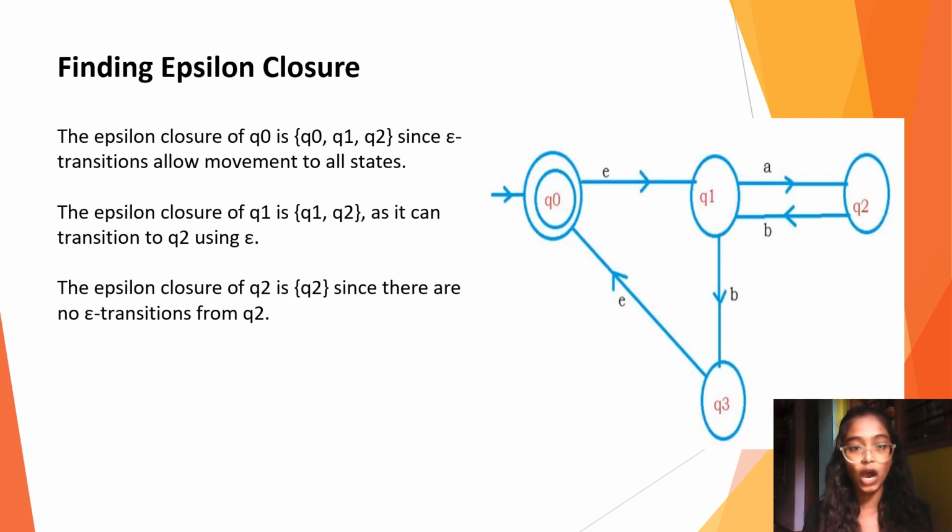Next, let us see how to find the epsilon closure. The epsilon closure of Q0 is Q0, Q1, Q2, since epsilon transitions allow movement to all the states. The epsilon closure of Q1 is Q1, Q2 as it can transition to Q2 using epsilon. The epsilon closure of Q2 is Q2 since there are no epsilon transitions from Q2.